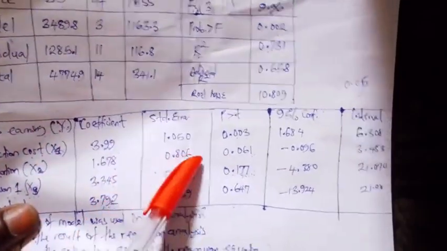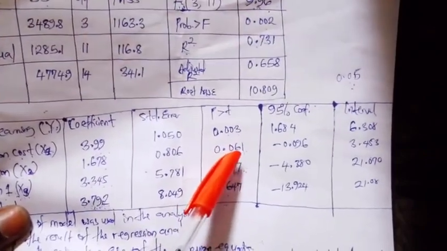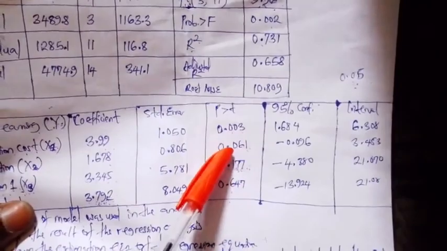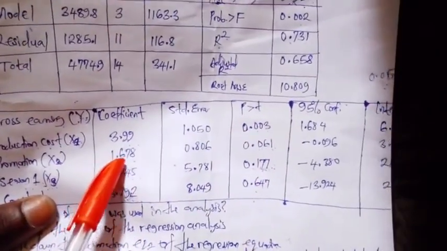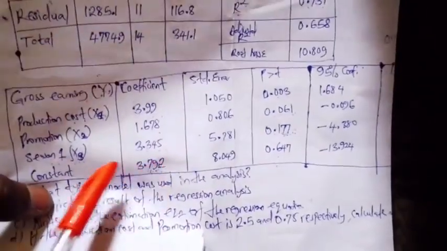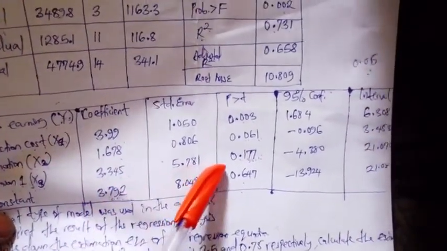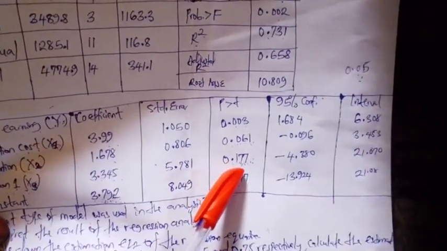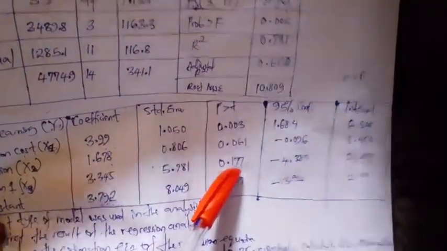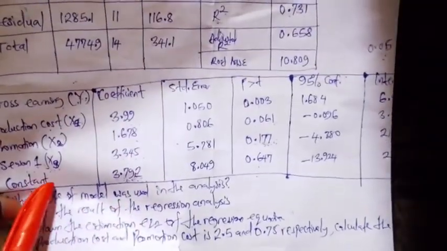It is not having much effect on gross earning. Why? Because the p-value 0.061 is greater than 0.05. So it is insignificant. Let's move to the next variable, which is season. It's a dummy variable, 3.345. The p-value is 0.177. Of course, this is also greater than 0.05. This is insignificant.